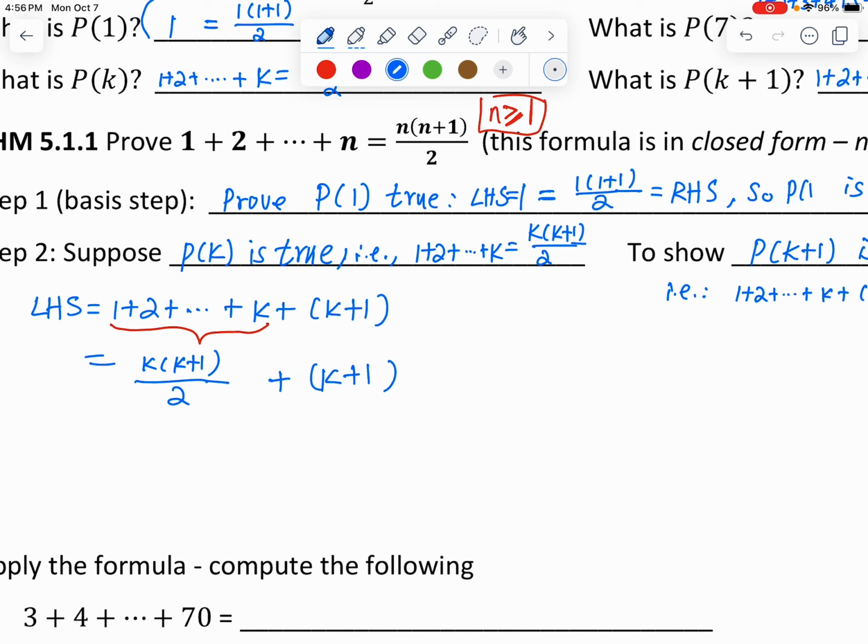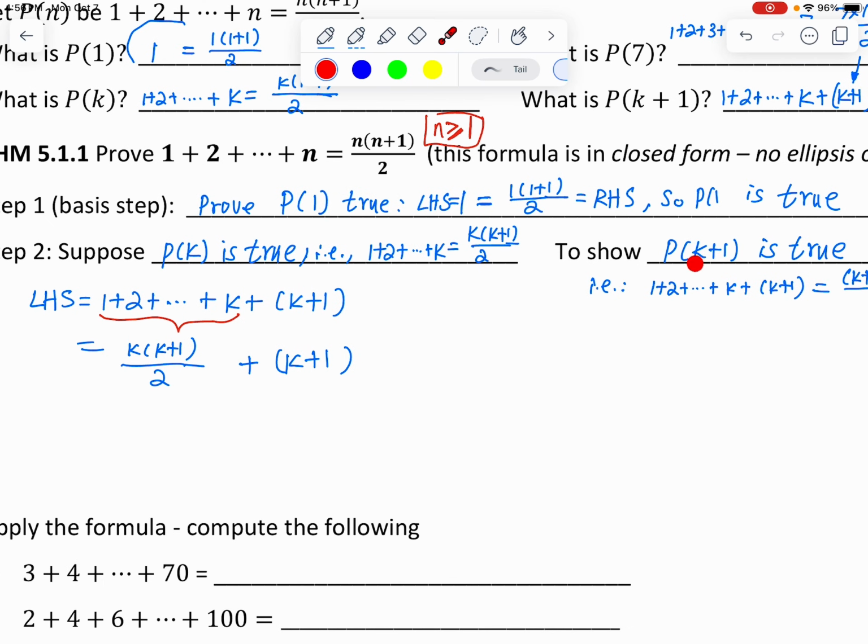And probably now you know why when I write the left hand side of P of k plus 1, I also write the k out, because I already know that I'm going to take advantage of my supposition. This is why I write 1 plus 2 up to k and then plus k plus 1, so that I show you this is the left hand side of the supposition.